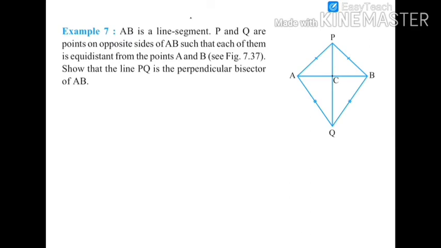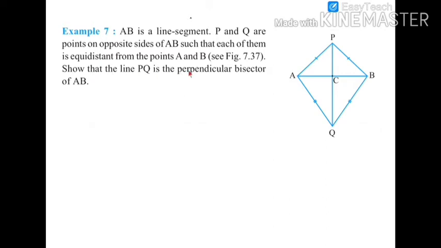Example 7 from NCERT textbook. AB is a line segment. P and Q are points on the opposite side of this line segment, such that each of them is equidistant from the points A and B.